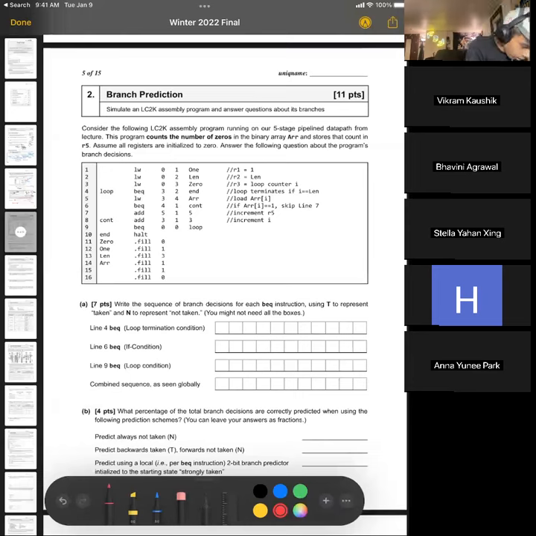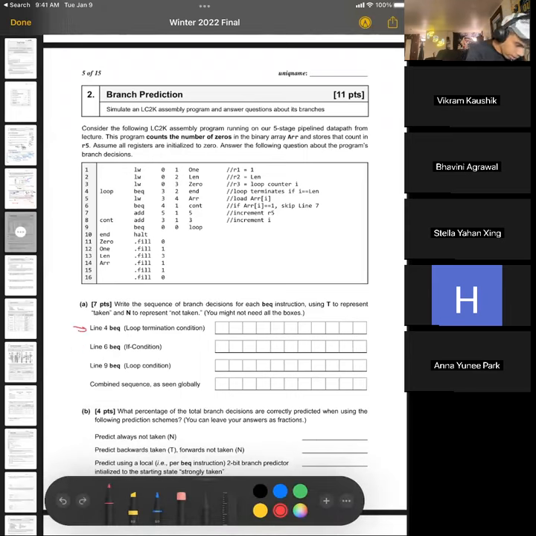All right. Okay, so this question is about branch prediction. It says, consider the following LC2K program running on our 5-stage pipeline from lecture. This program counts the number of zeros in the binary array and stores that in R5. I'm going to skip over the program right now and see what it's asking me. It says, write the sequence of branch decisions for each BEQ instruction using T to represent taken and N to represent not taken. So we can break this down. I'm going to work through it one by one in terms of the branch instructions.